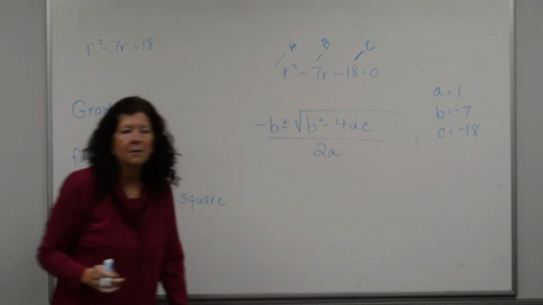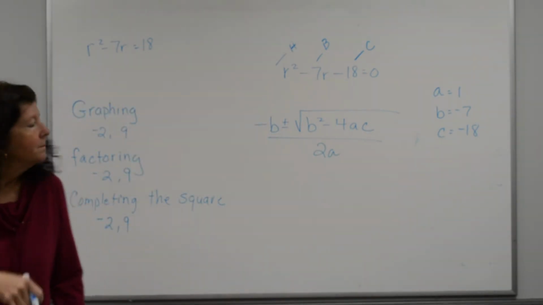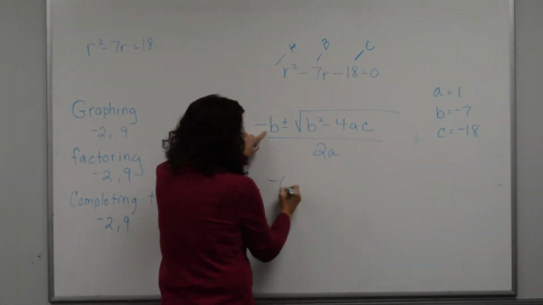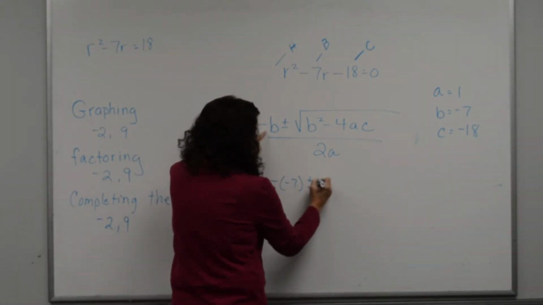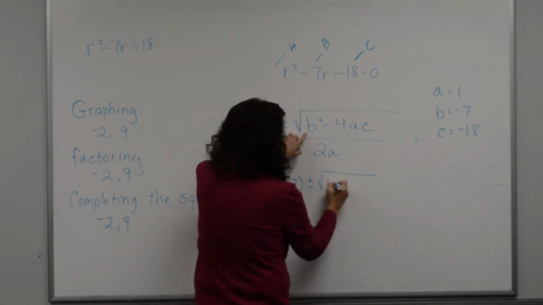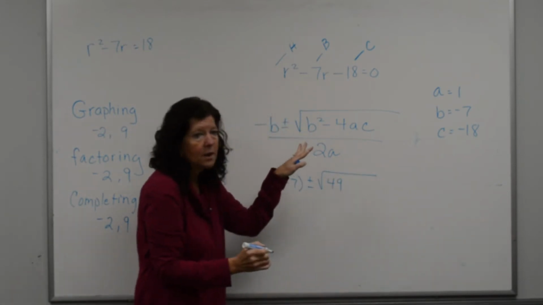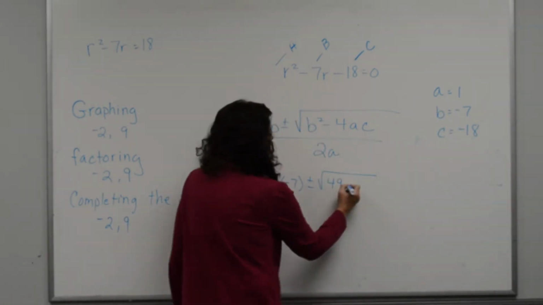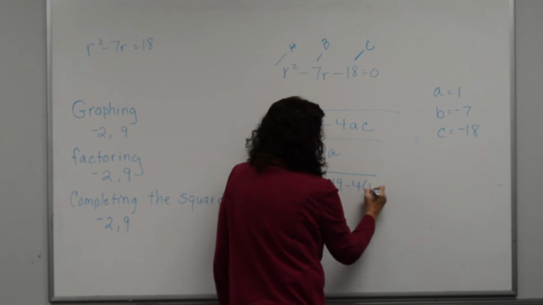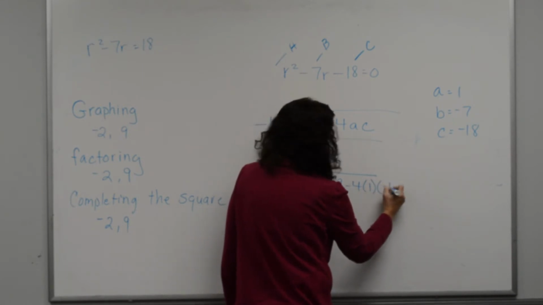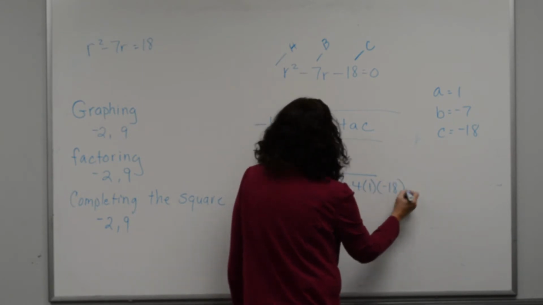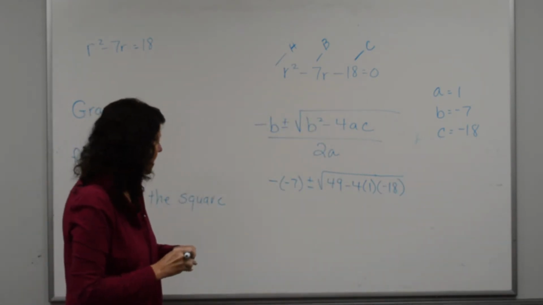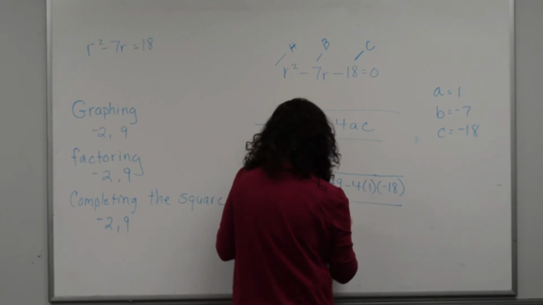We've already talked about this a little bit, okay? I just plug in, okay? When I plug in, I have a negative 7 plus or minus the square root of 49, because I'm going to square it. Anything squared is positive. So I'm taking that number right here and I'm squaring it. Minus 4 times 1 times negative 18. Okay, so I've got that. So I can turn it over 2 times 1.